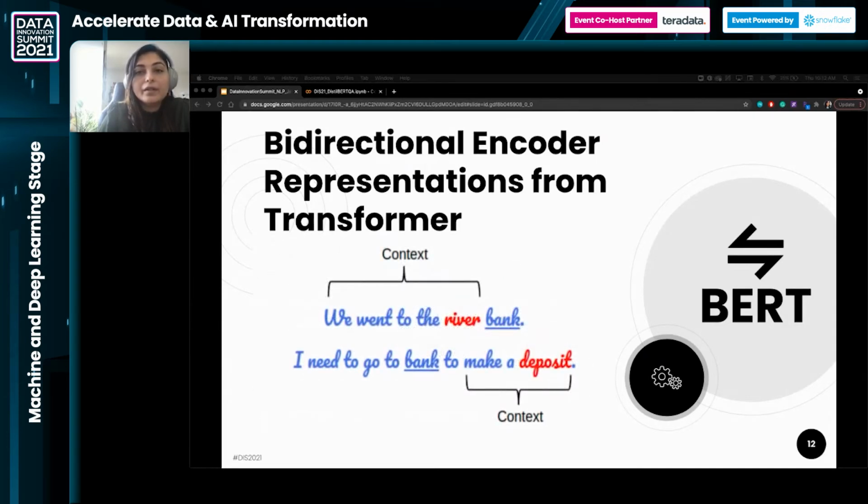A quick example here. You see we have two sentences: we went to the river bank, and I want to go to the bank to make a deposit. Both sentences have the word bank, but with different contexts, and that is determined by the preceding and following words like river. When you're talking about bank in terms of river, we know it's not a financial institution, it's a riverbed. And in the second one, you see the context highlighted is to make a deposit. So that's where it gets segmented, saying that bank is a financial institution here.